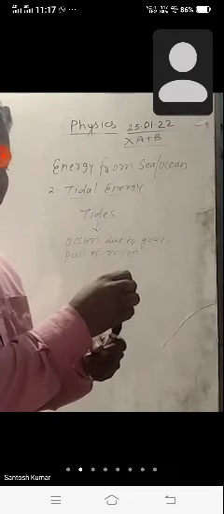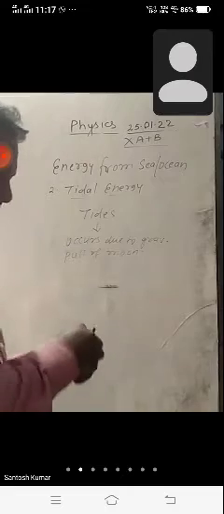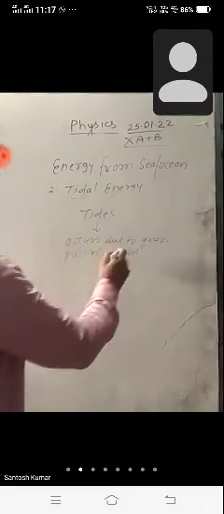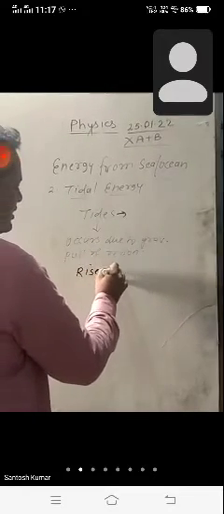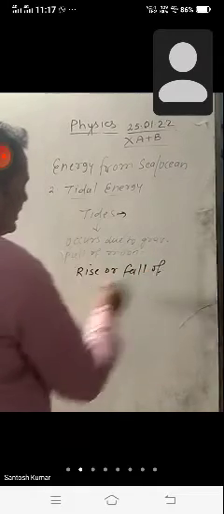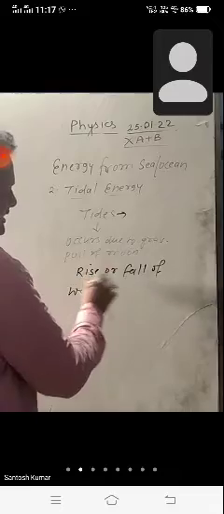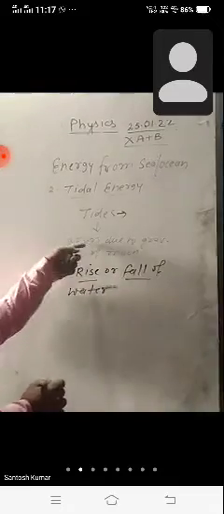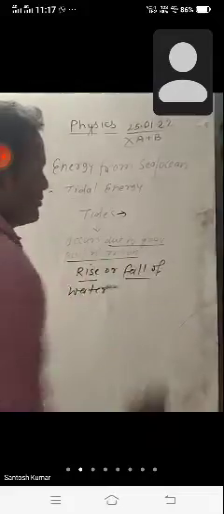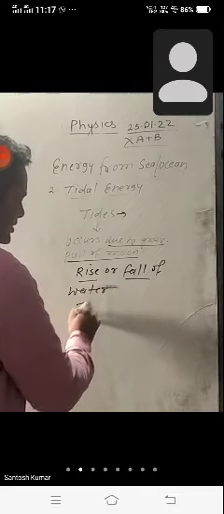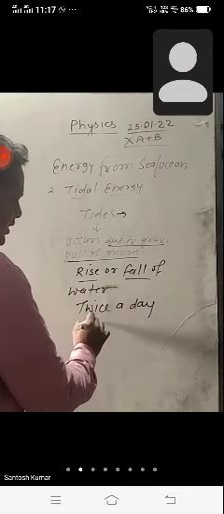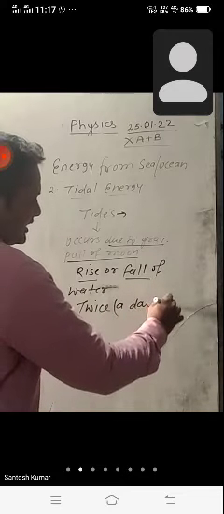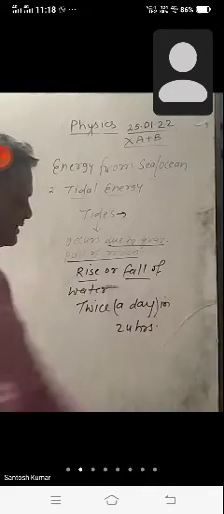So that rise and fall of water is what is known as the tides. Simply, these tides are the rise or fall of water due to the gravitational pull of the moon. It actually happens twice a day, or twice in 24 hours. Take care.